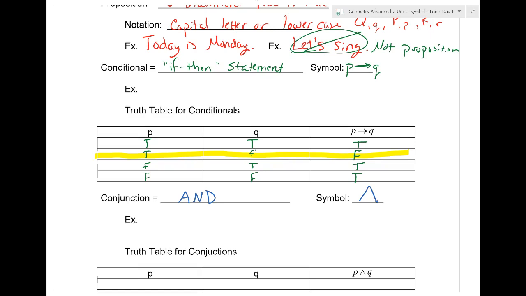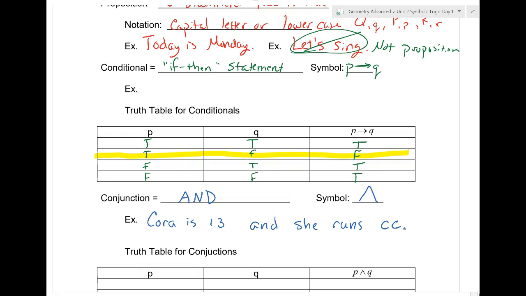So an example of this would be, let's just say, I can pick on Cora. She's in my class right now. Cora is 13 and she runs cross country.